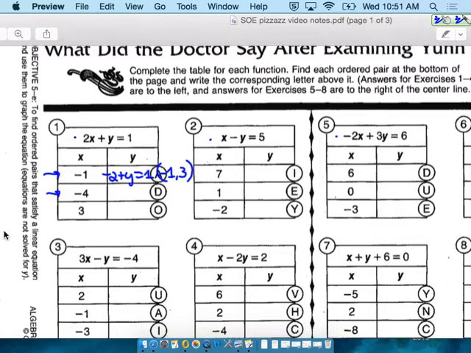Coming to the next value, if x is -4, then you would have -8 plus y equaling +1. So y would have a value of 9. So the ordered pair solution would be -4, +9. And then the third one, if x is +3, then you have 6 plus y equals 1. Y is -5, so the ordered pair solution would be +3, -5.